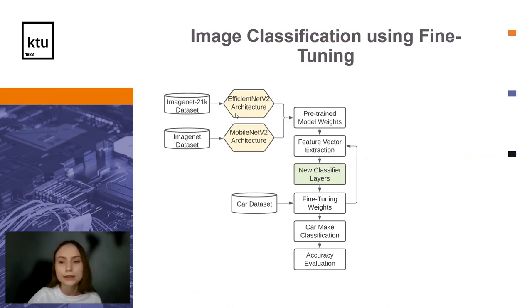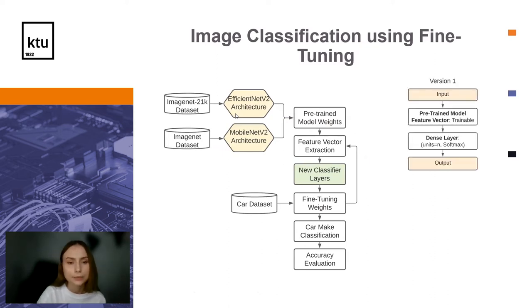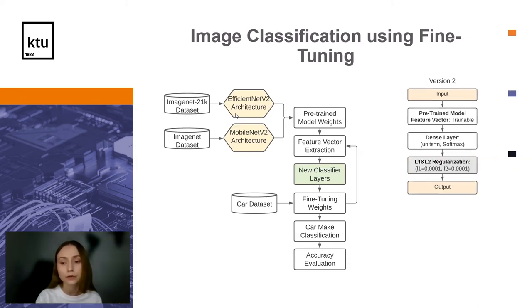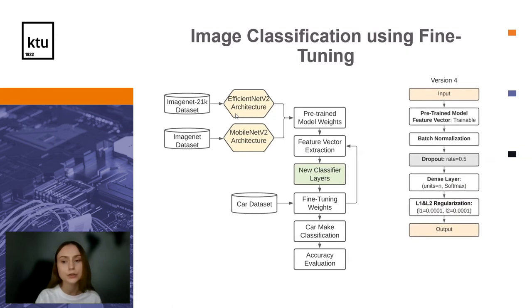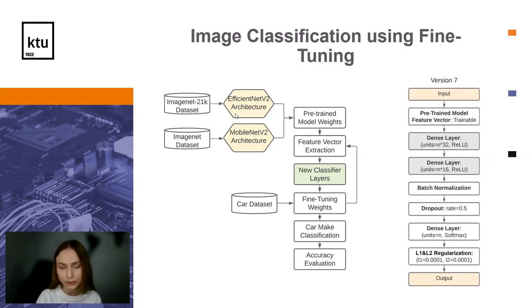So here is the classification architecture. The classifier reuses the pre-trained feature vectors of the most efficient architectures. So it is EfficientNet and MobileNet, and they were pre-trained on the ImageNet dataset. So then we select the best performing model by combining different fully connected layer combinations from version 1 to version 8 and testing the impact of regularization, batch normalization, dropout, and many other factors.